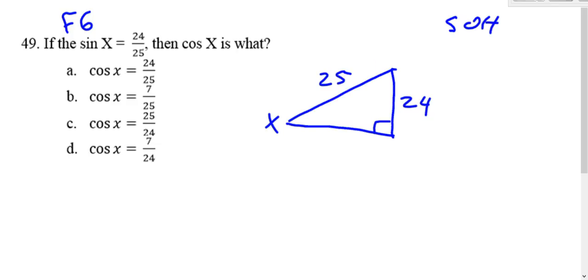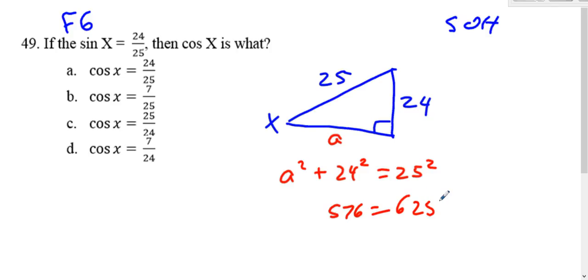So if you know two sides of a triangle, you can find the third side. A squared plus b squared equals c squared. So 24 squared is 576. 25 squared is 625. So that means a squared equals 49, so a is 7.